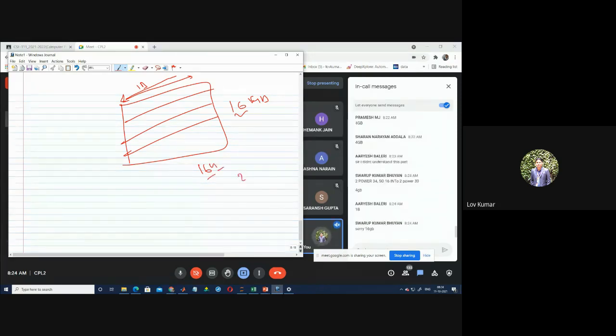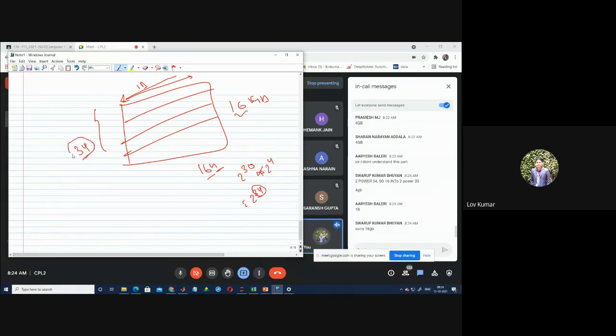In place of G, we are writing 2 to the power 30. If you are writing gigabytes, it means 2 to the power 30. 16 can be written as 2 to the power 4. So you are writing 2 to the power 34. So minimum 34 bits are required to give the address.